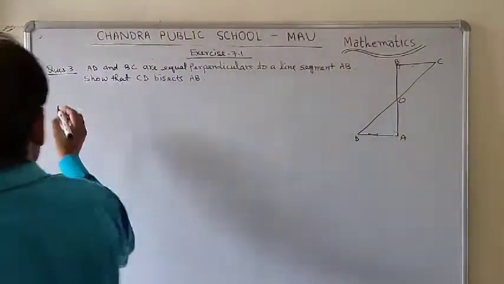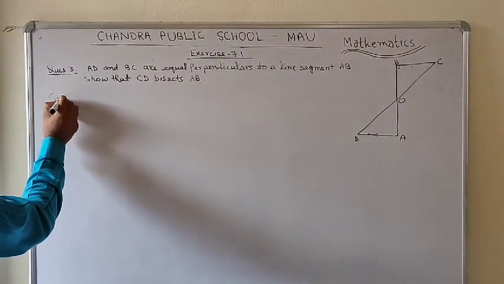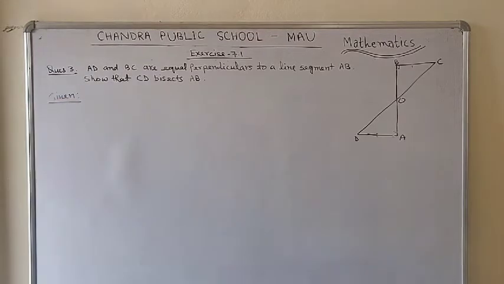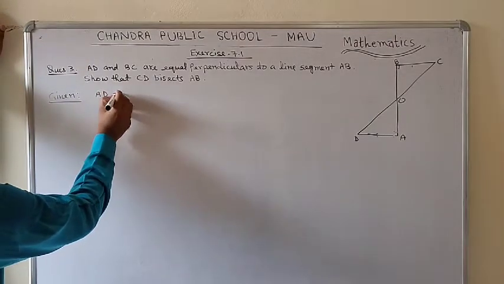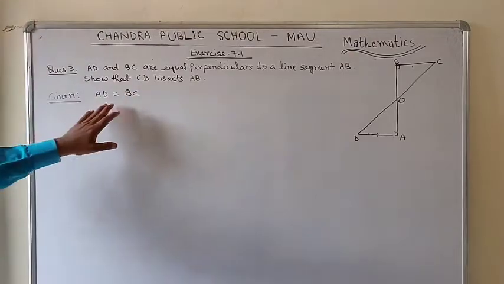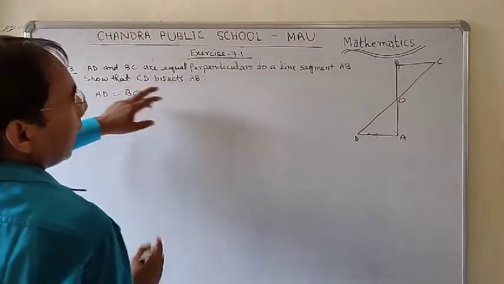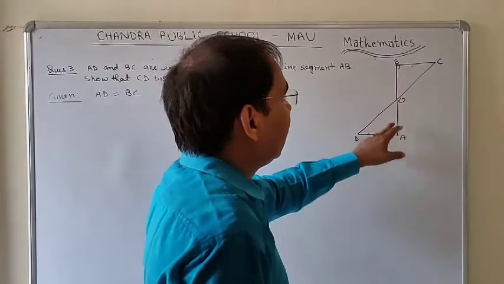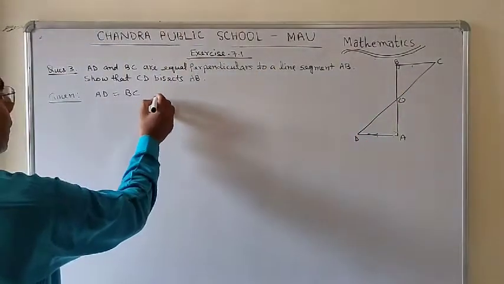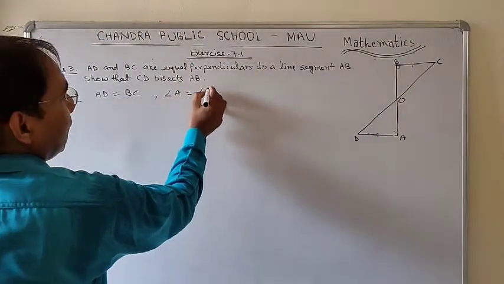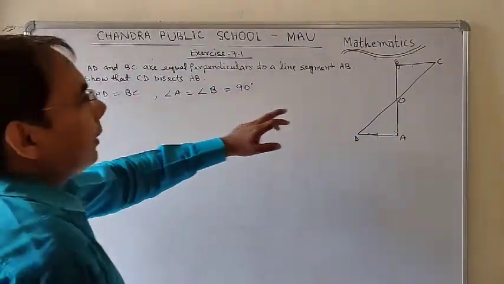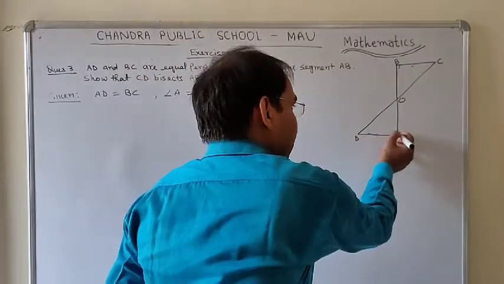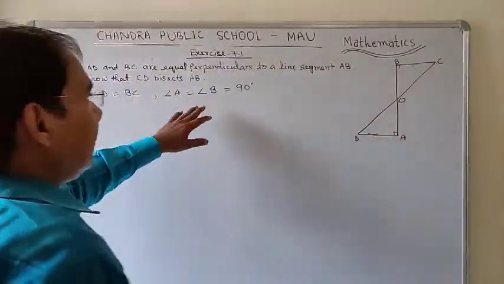So here you will write given, you will start from given. Given AD equal to BC, it is given, and it is also given that angle A and angle B are 90 degrees. So it is also given that angle A equals angle B equals 90 degrees. Perpendicular means this angle will be 90 degrees.